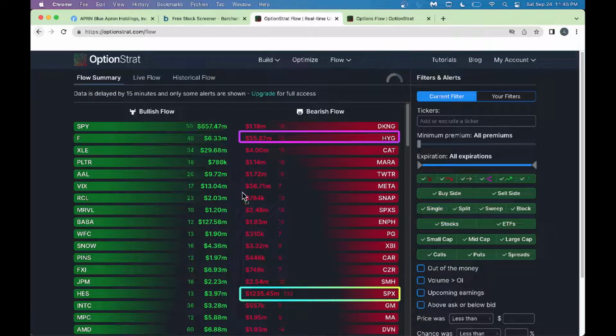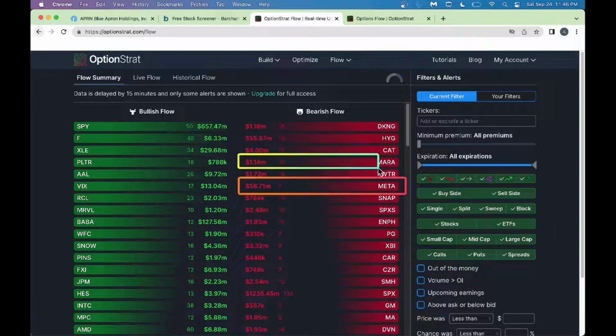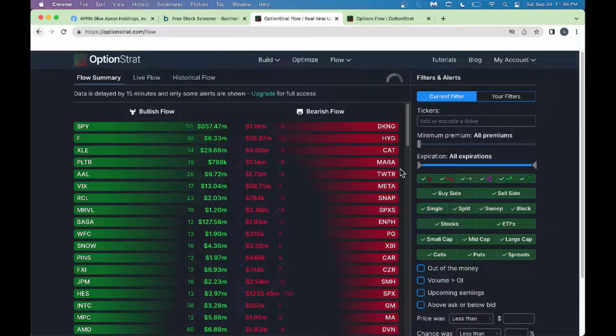We got $56 million in Meta. Looks like they're putting a bet on Meta, that Meta will go down. And look, we got Marathon Digital here. Looks like there is a bet on Marathon Digital that it will go down. Just to look into this, let's look at the Meta play here. Let's see what folks are doing on Meta.